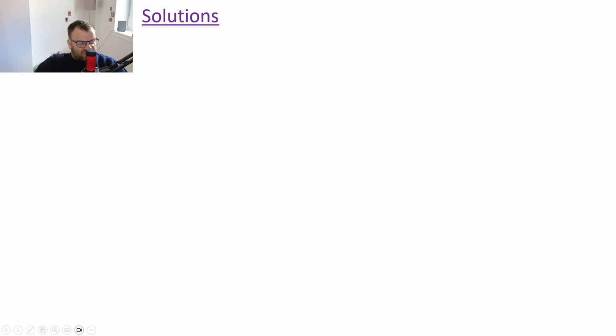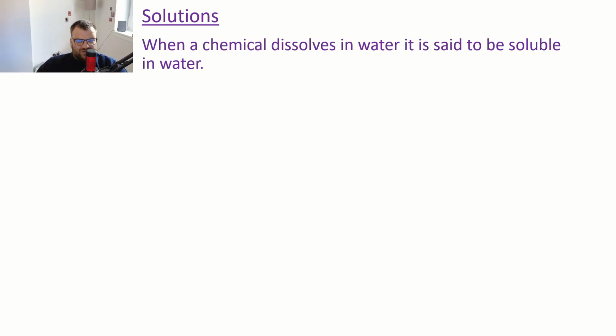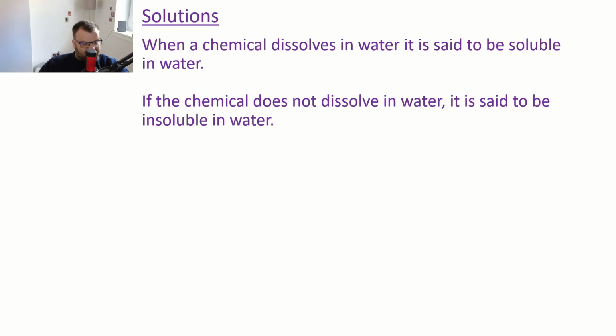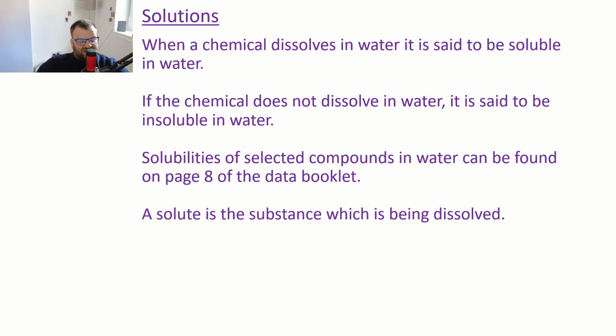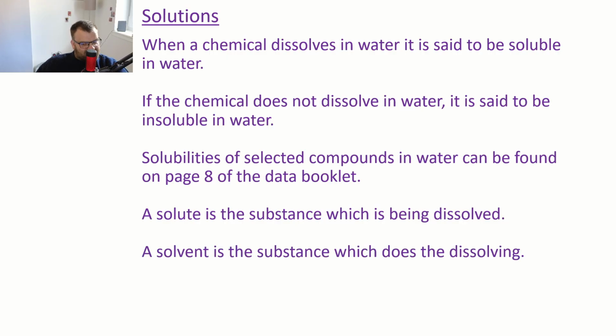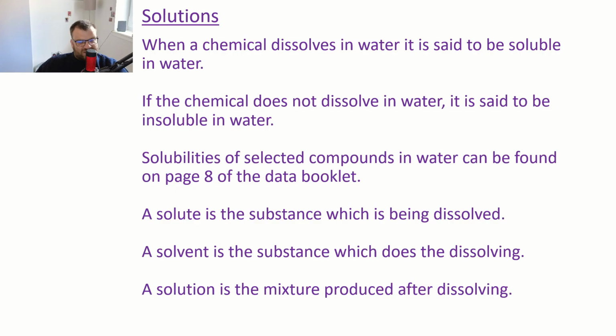A little aside just about solutions. If a chemical dissolves in water, it's said to be soluble in water. If a chemical does not dissolve in water, it's said to be insoluble in water. Esters would be insoluble in water. You can get some information about solubilities on page 8 of the data booklet. Important words to do with solutions: a solute is a substance that is being dissolved, a solvent is the substance that is doing the dissolving, and a solution is the mixture produced after dissolving. This ties in quite nicely with the soluble and insoluble idea of esters and water.